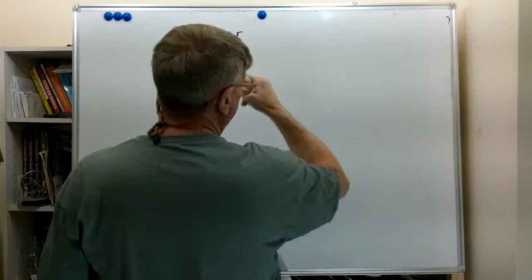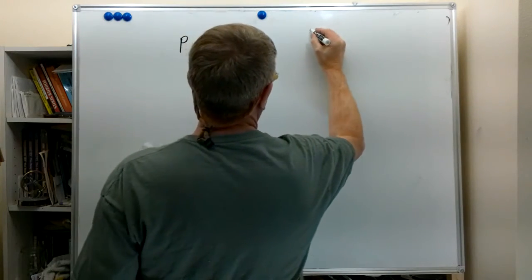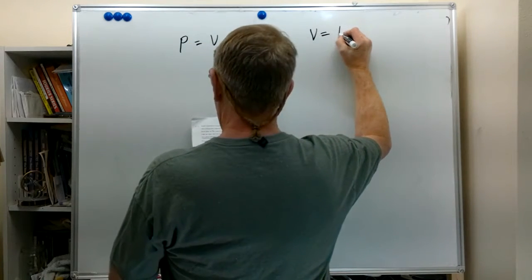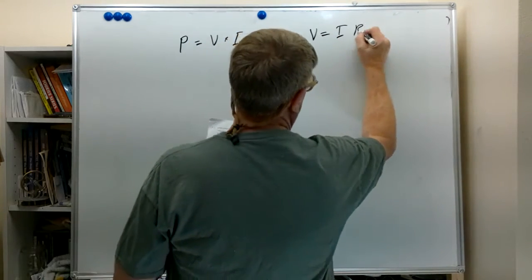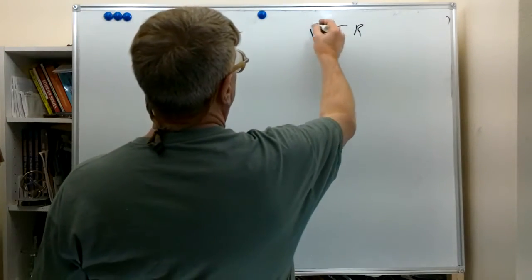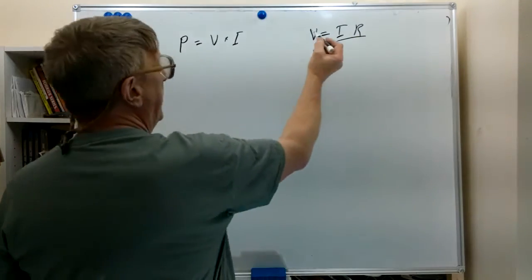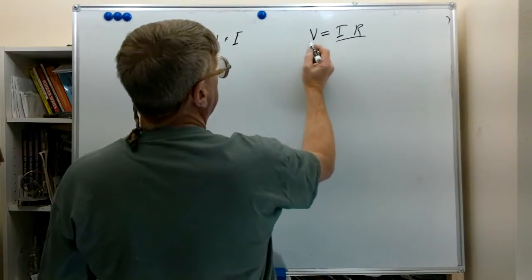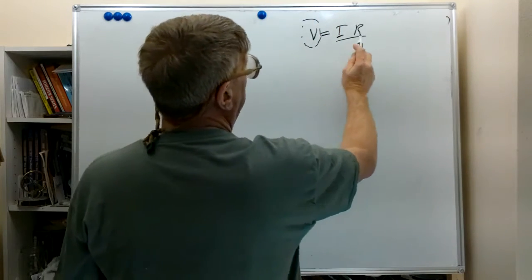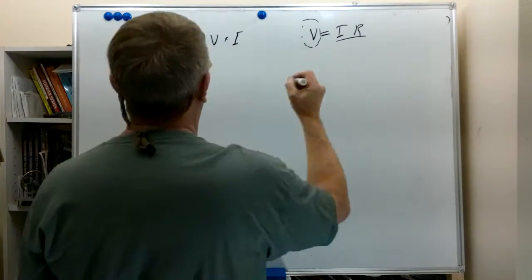But we also have a power formula from Ohm's law. We know that V is equal to current times resistance. A lot of times we'll call that IR. So we're going to take this formula. This is an equation. I've told you before that the equal sign means each side is the same thing. Voltage and IR are the same thing, so we can replace the V over here with IR.